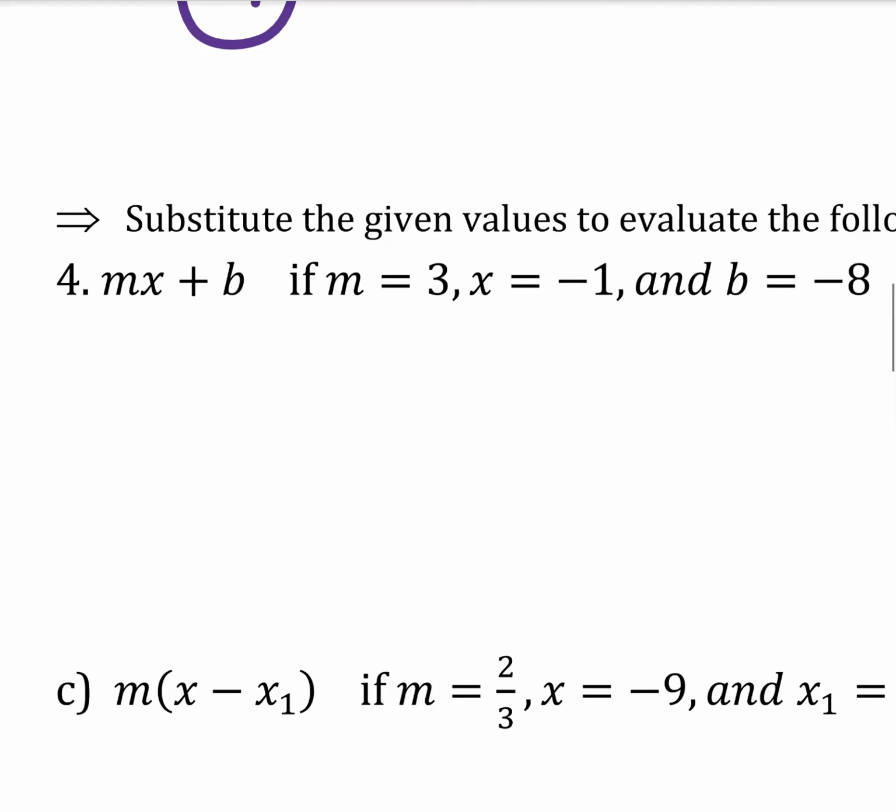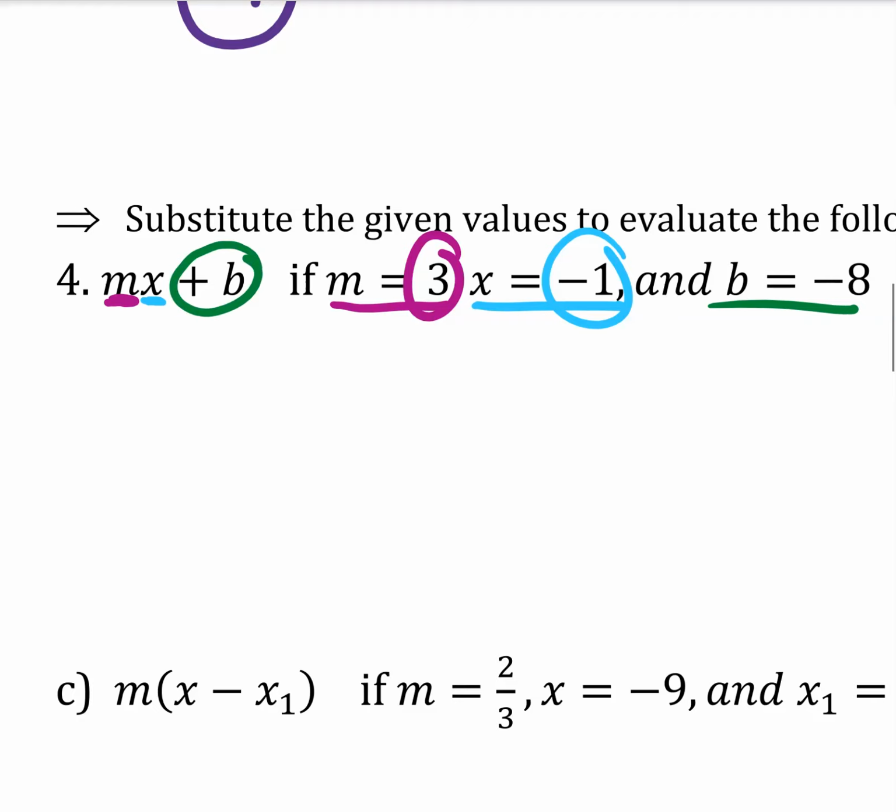If you have me as a teacher, you will learn that I really like colors. So I'm going to give each one its own color. m is going to be this pink color right here. That means I'm also going to underline the m over here in pink, because that's telling me wherever the pink is, I'm going to put 3 in. Then I'm going to use this blue for x. Everywhere there's an x, I'm going to put -1. And then b is -8, so that goes right here on plus b.